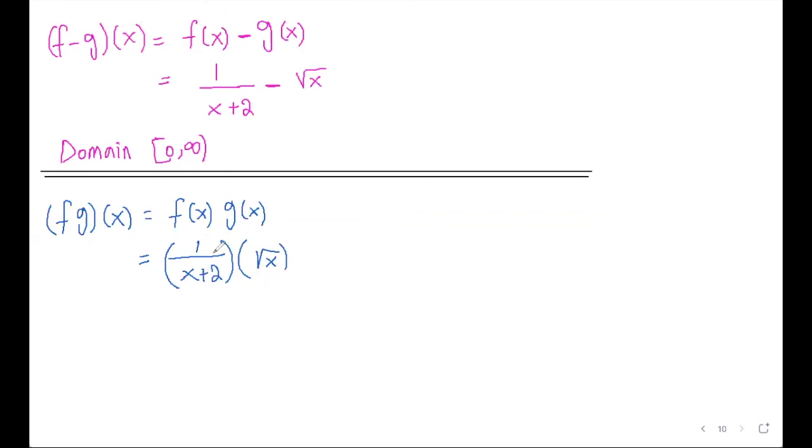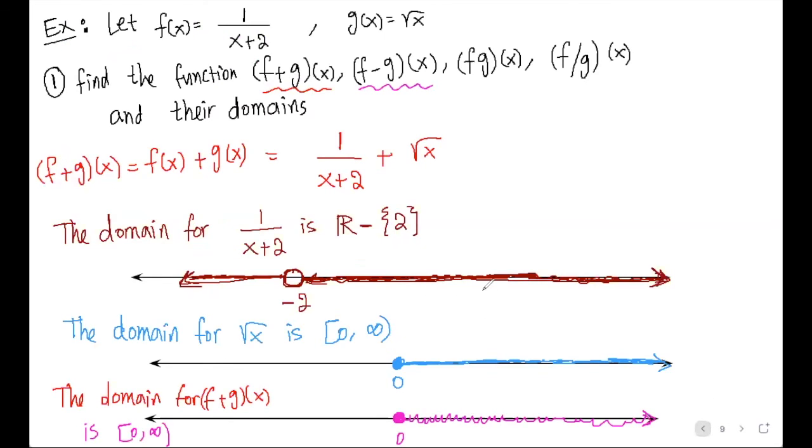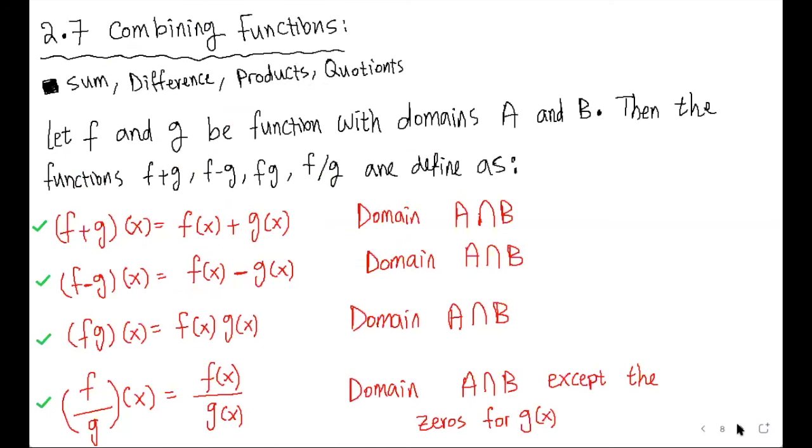So the multiplication is simple here. The numerator times the numerator, and the denominator times the denominator. Actually, the square root of x is over 1. So 1 times the square root of x is the square root of x, and 1 times x plus 2 is x plus 2. What is the domain? The domain is the same as the first one and second one, the intersection.